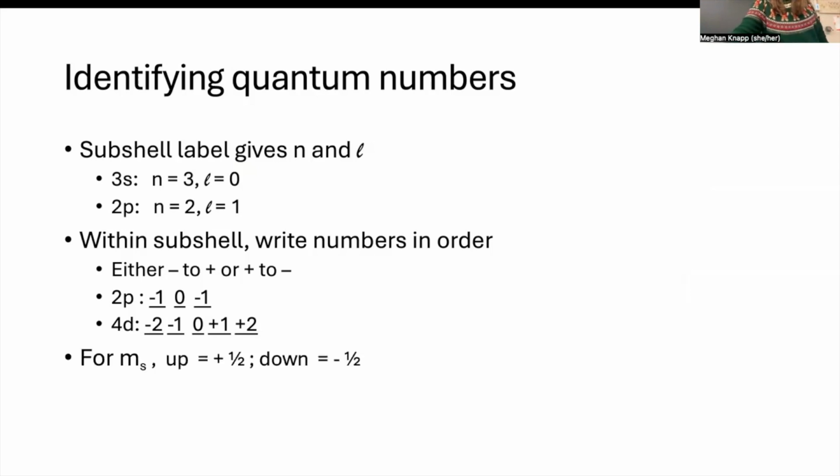And then when you have to do m sub s, that's the spin, s stands for spin. If the arrow is pointed up, you're going to give me +1/2. If the arrow is pointed down, you're going to give me -1/2. I will often tell you, circle the electron. That way I know we're all thinking about the same one when we're writing these.